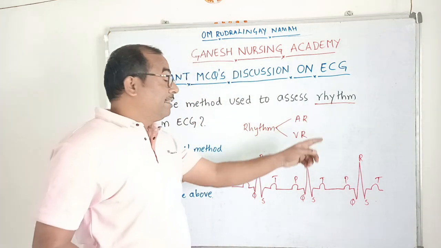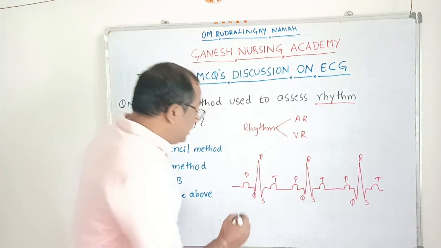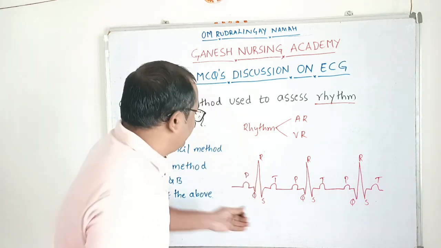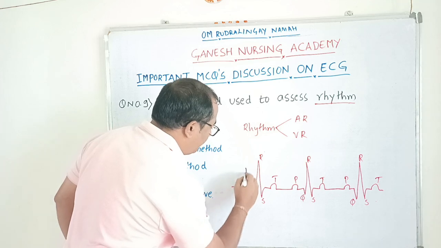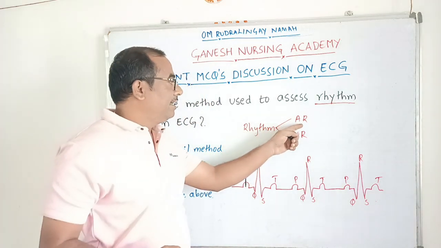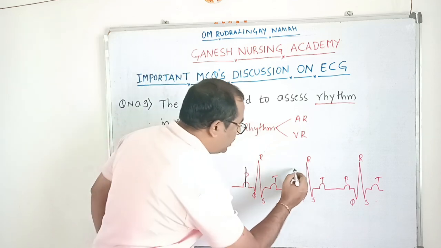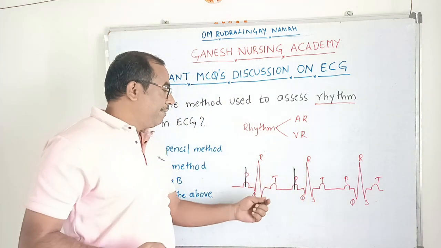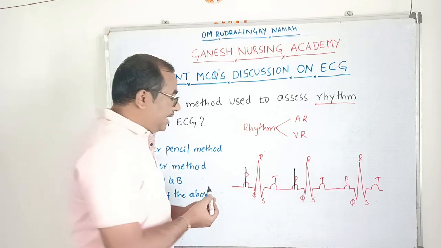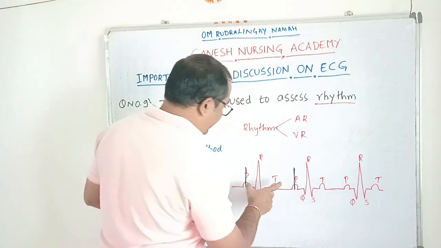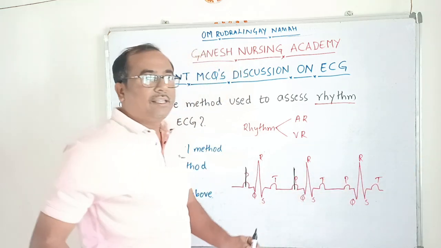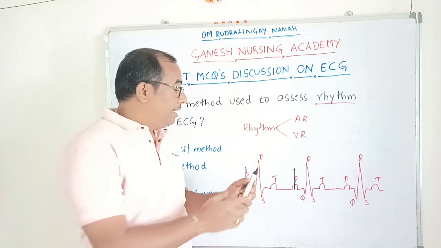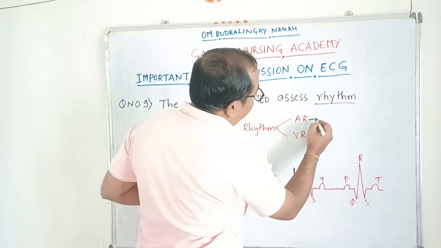So first, what is atrial rhythm? When you want to assess the atrial rhythm, you have to mark the distance between two consecutive P waves. If the distance between two consecutive P waves is equal, so there is equidistance between P waves, for example here, here, and here, then the atrial rhythm is said to be regular.